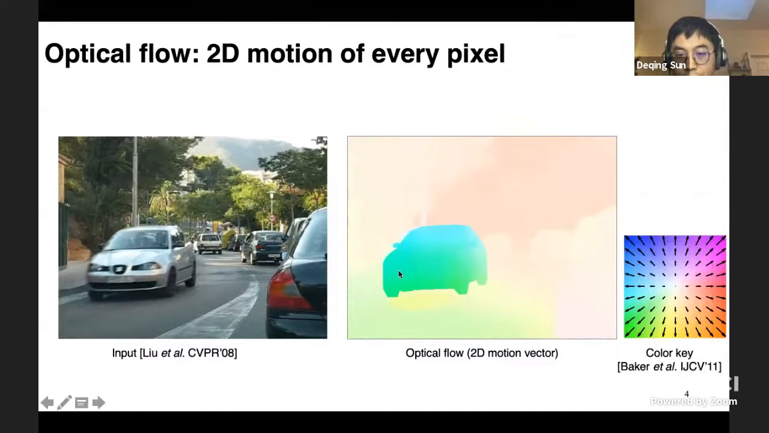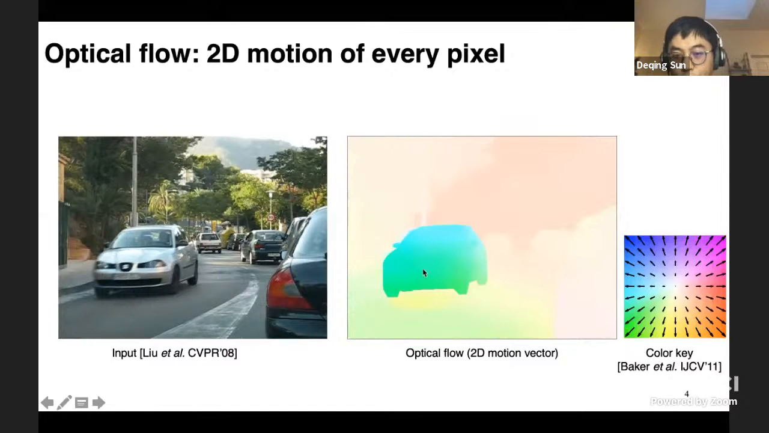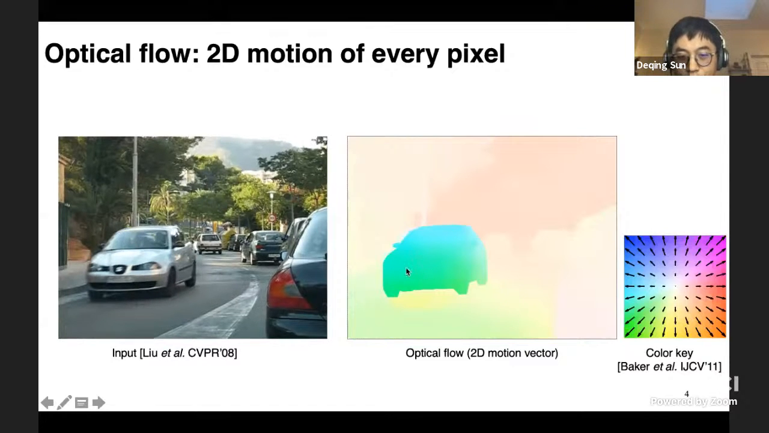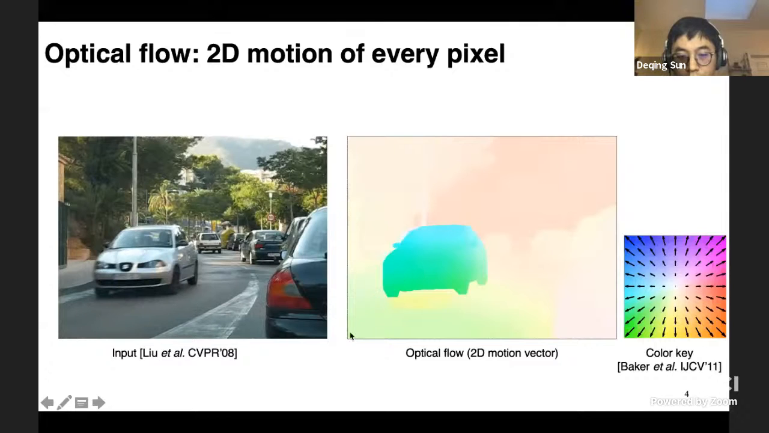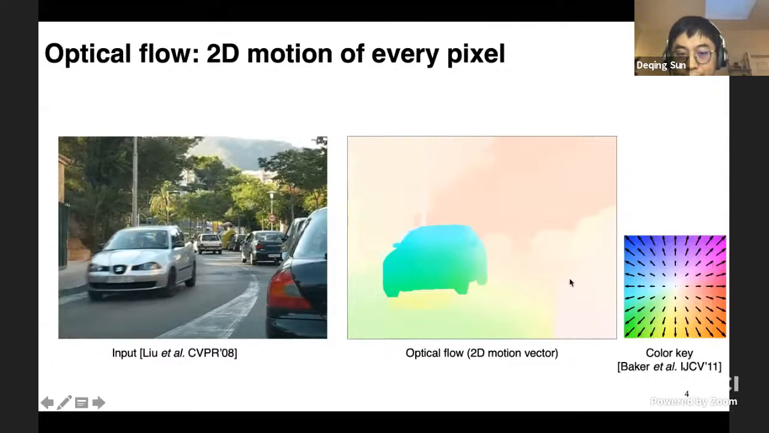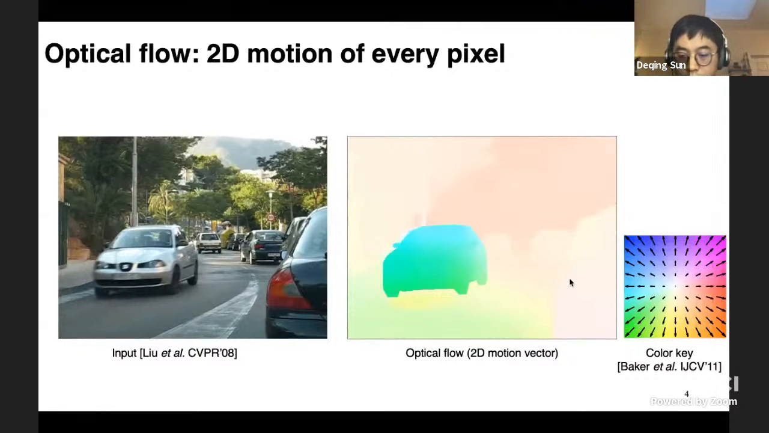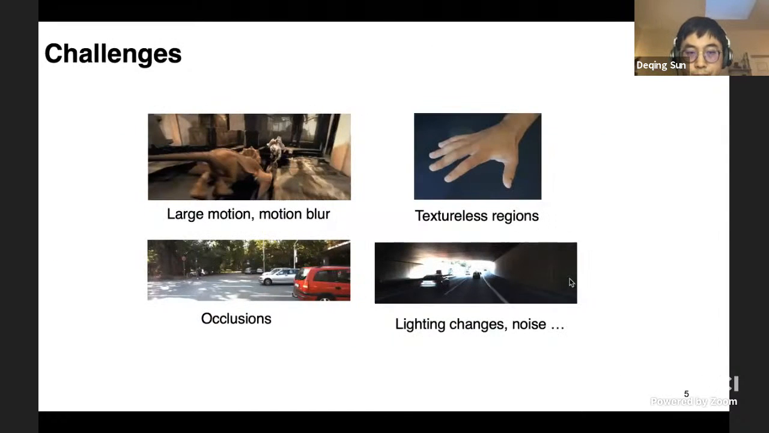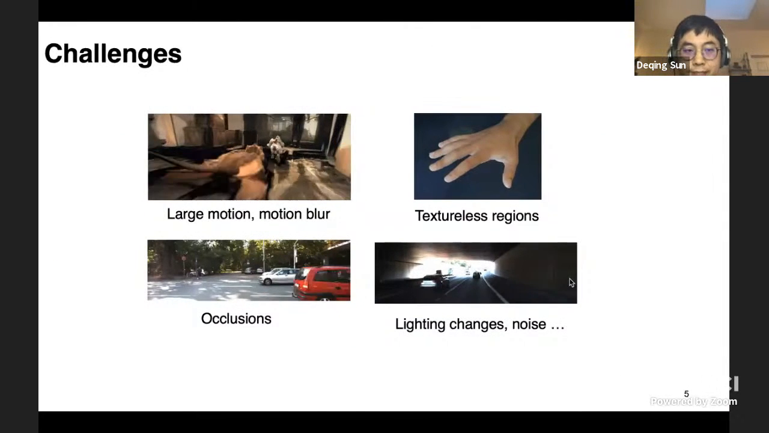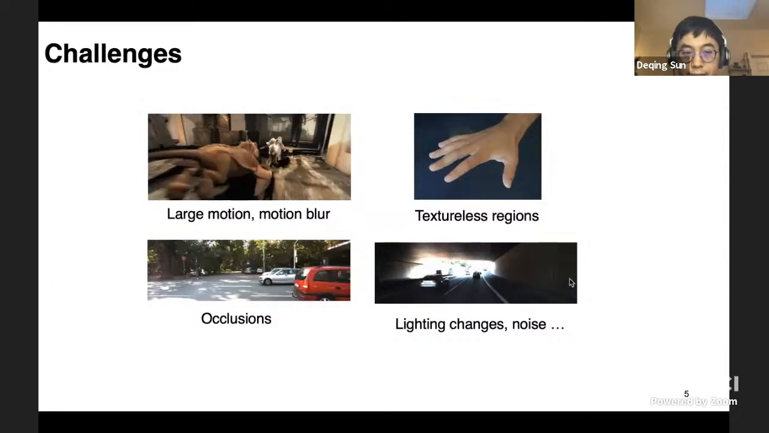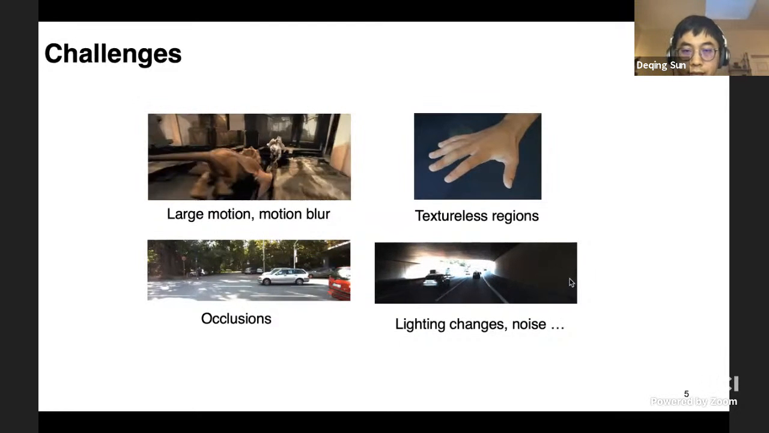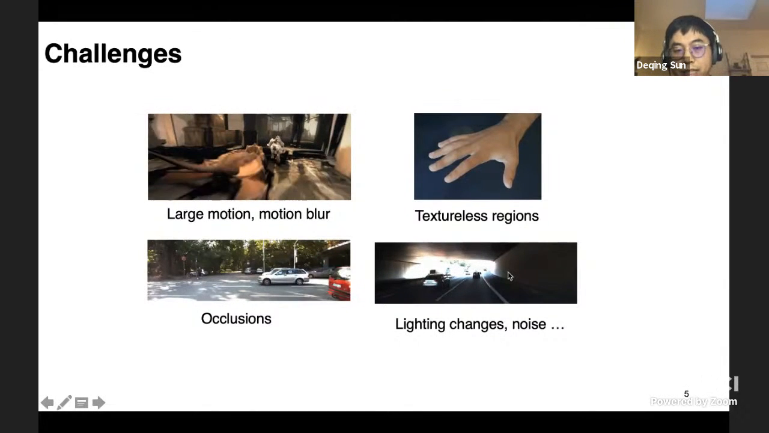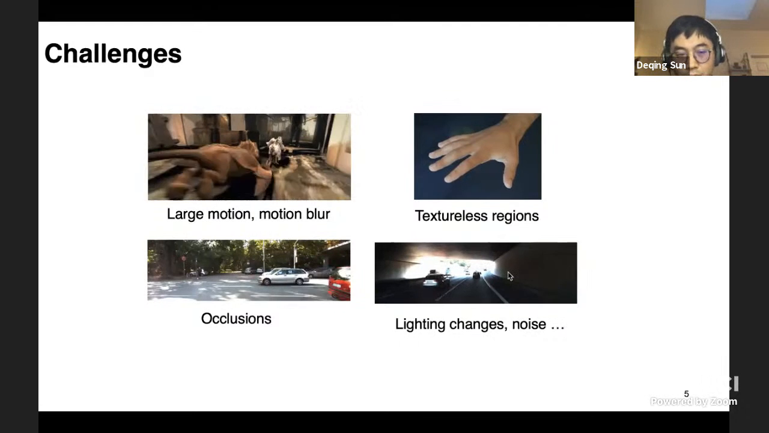Here I will use a color representation. The hue will represent the direction, say green means the car is moving to the bottom left, and the saturation will indicate the magnitude. Optical flow is one of the fundamental problems in computer vision and has been studied for several decades. But it is still very challenging for current methods, say, because of very large motion, textureless regions, occlusion, and lighting change. I will explain why they are challenging in this talk.